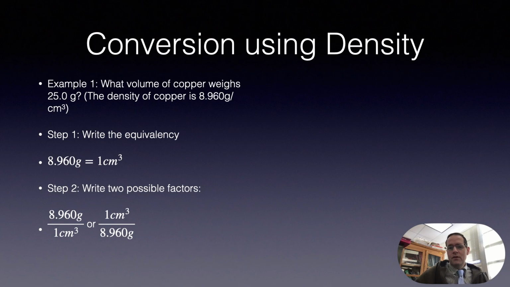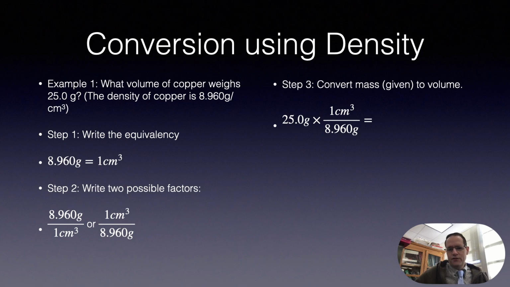So when you come to the actual conversion step, you want to convert the mass, which is given to us in the word problem, to volume, which is what they're asking for us. So you want to write down 25.0 grams, and then you want to identify which of those fractions has grams on the bottom. It's going to be the second conversion factor. And then when you do this, the grams nicely cancel, and you're left with the volume in cubic centimeters.